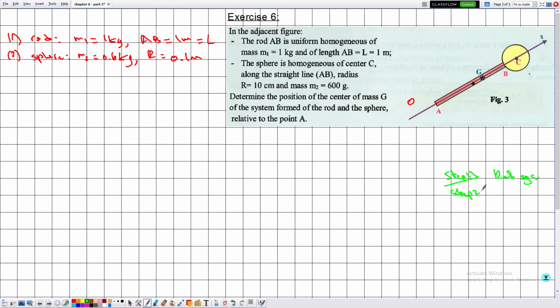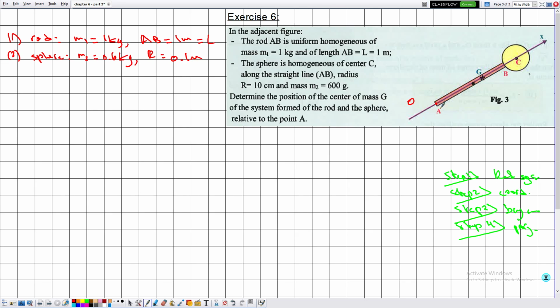Step number 2 is to give the coordinates of the different bodies involved in the system. Step number 3 is to write the Barycenter formula. Step number 4 is to project. Okay. Now let's start with step number 1, which is the reference system.